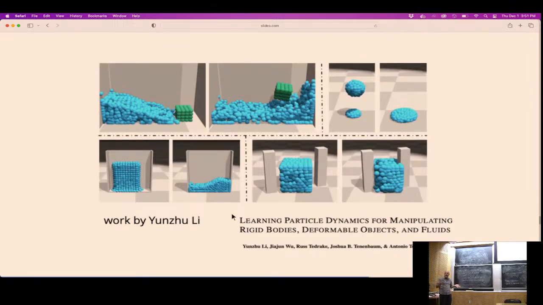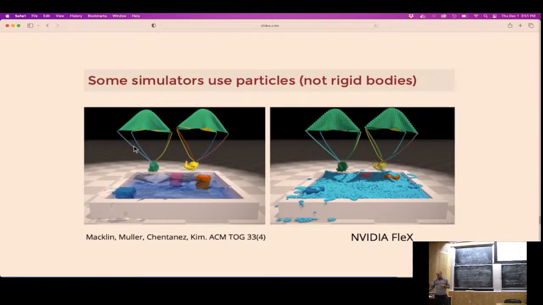One other thing I just have to at least mention is that there's been a lot of nice work on using particle representations. We talked about rigid body representations, but if you want to do deformable objects or fluids or other things, another choice that Yunzu's done a lot of nice work on, and other people have done a lot of nice work on now, is to just represent your relatively complicated thing with a bunch of particles.